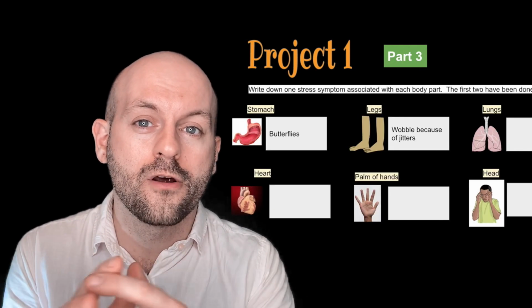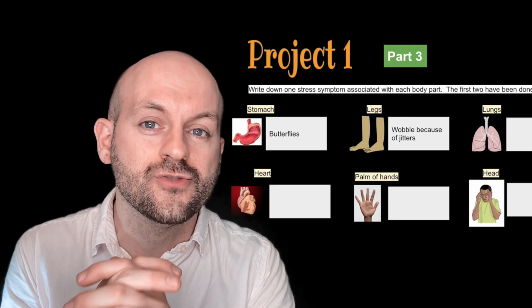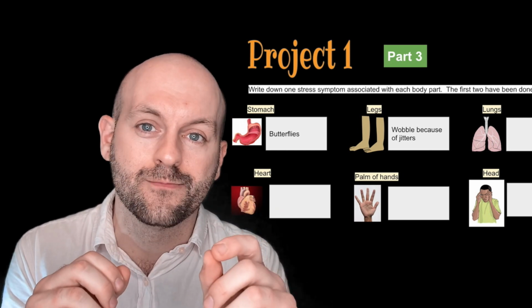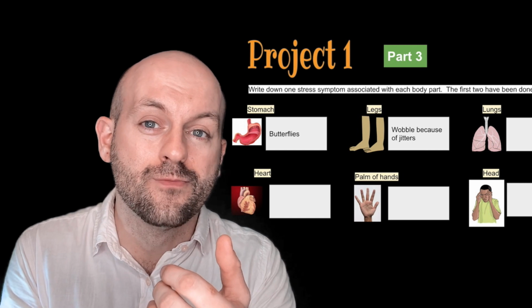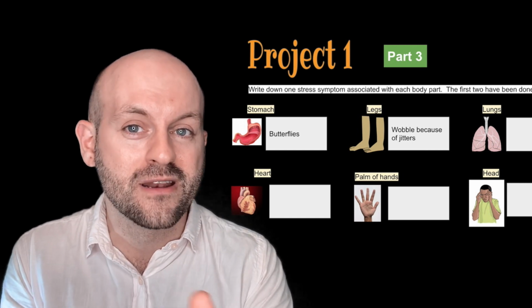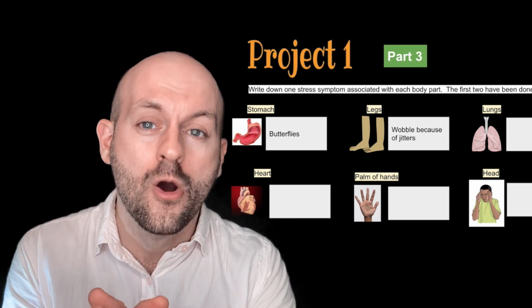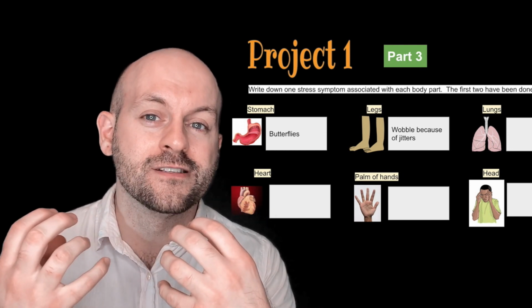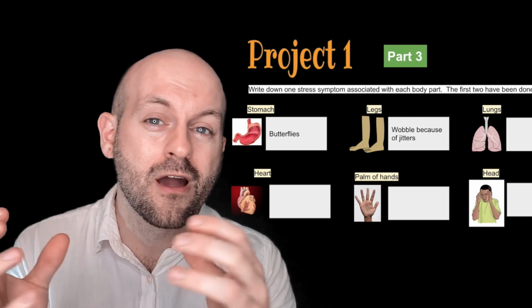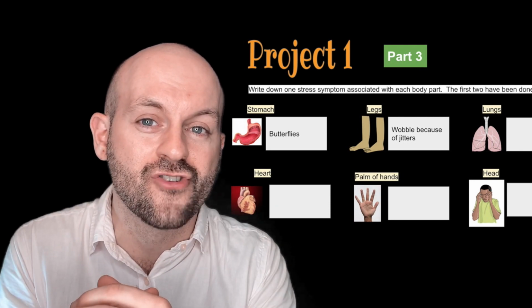The final part of project 1 requires you to write down 1 stress symptom associated with each body part. So the first 2 body parts, the stomach and legs, have been done for you. For example, with the stomach, you can get the sensation of butterflies, and with the legs, they can become wobbly or shake due to stress.